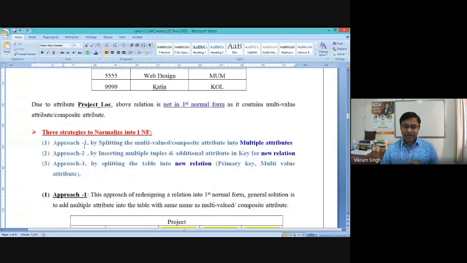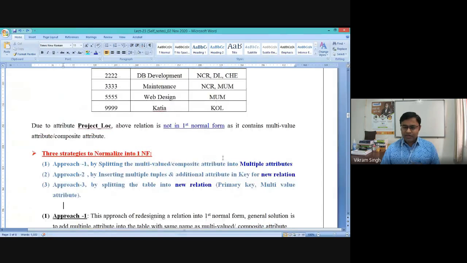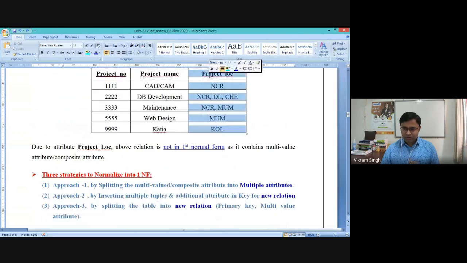The first approach says you can split the attribute. For the project location attribute, and for every multi-valued case, create a separate attribute for each value. That is the first solution.